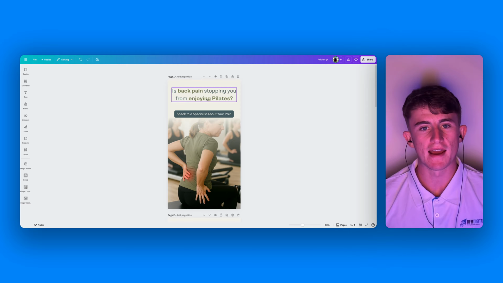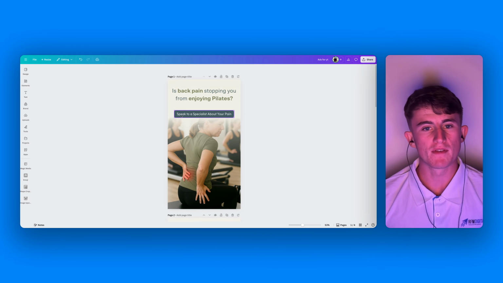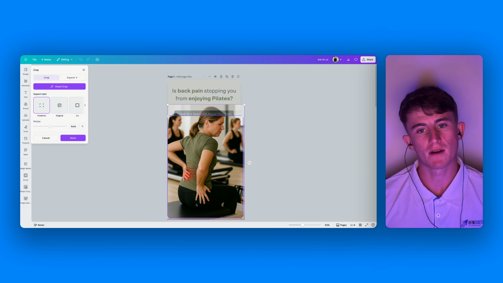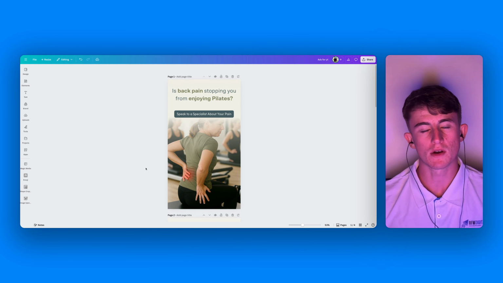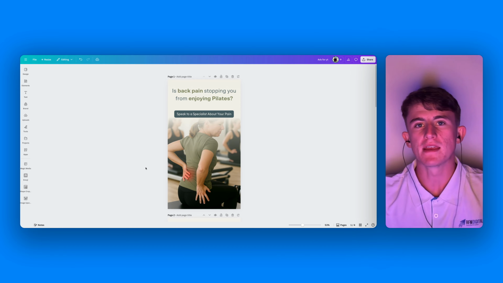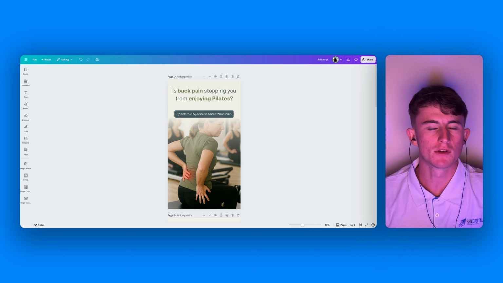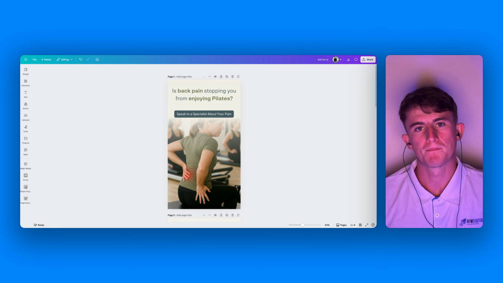All it is, is a headline saying, "Is back pain stopping you from enjoying Pilates?" And then we have a call to action saying, "Speak to a specialist about your pain." And then we have the image in the background that is supposed to represent our ideal patient, our patient avatar, in the environment they feel the pain, to relate as much as possible to them.